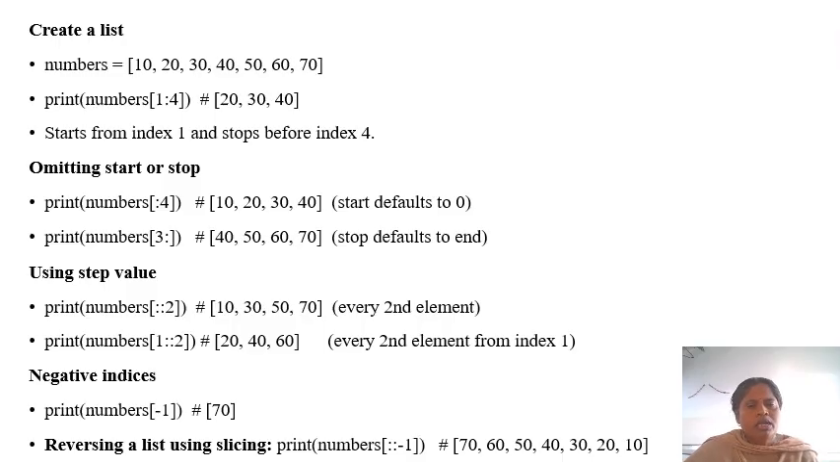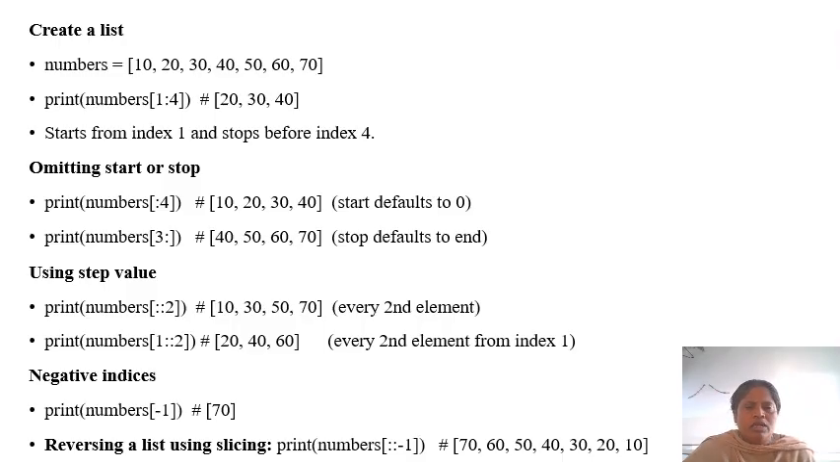Suppose you are not giving any start position or stop position, that is also possible. We can omit the start position and stop position, and it is automatically set to default values. For example, I'm not giving any start. Here is an example: print numbers within the bracket colon 4. That means I'm not giving any starting position, so it is automatically set to index 0 by default, and the ending position is 4. It is calculated as 4 minus 1, which is 3. From index 0 to 3 we can access 0, 1, 2, 3: 10, 20, 30, 40. That's going to be printed.